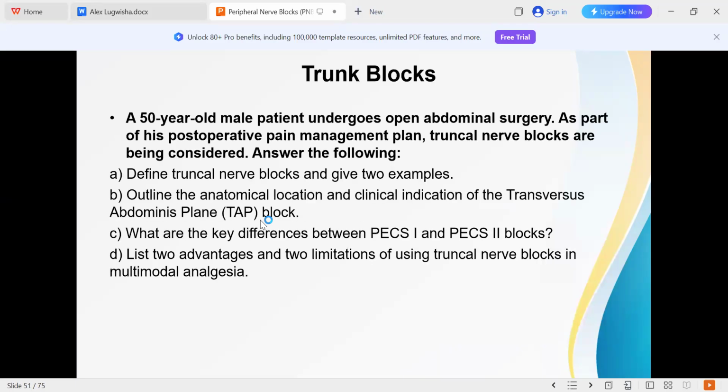Our time is up. We have truncal blocks. Let's quickly answer these questions, and maybe we can end it here.